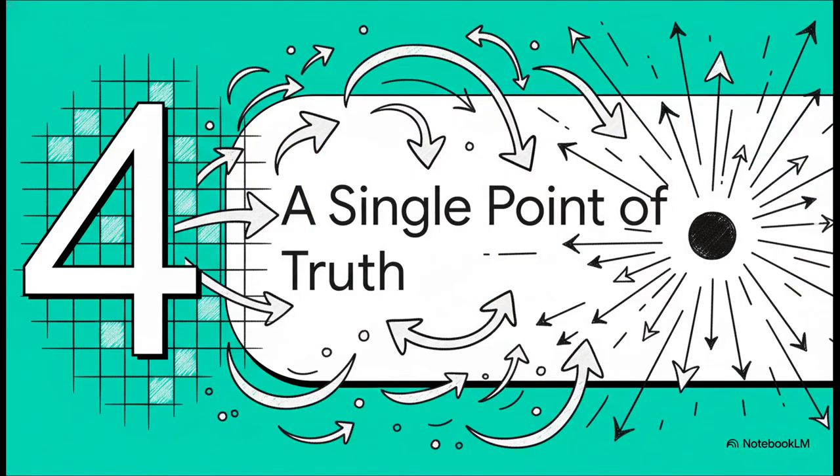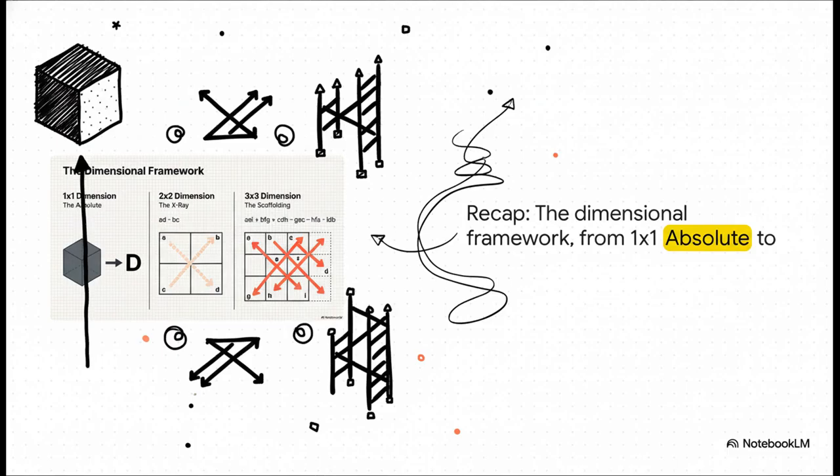So let's just bring this all together. We've gone on this whole journey from a complex grid of numbers all the way down to one single, really meaningful value. We've seen the whole framework, right? From the super simple 1x1 to that X-ray method for a 2x2, and all the way up to building that scaffolding for the 3x3. Each level is just designed to handle a bit more complexity than the last.